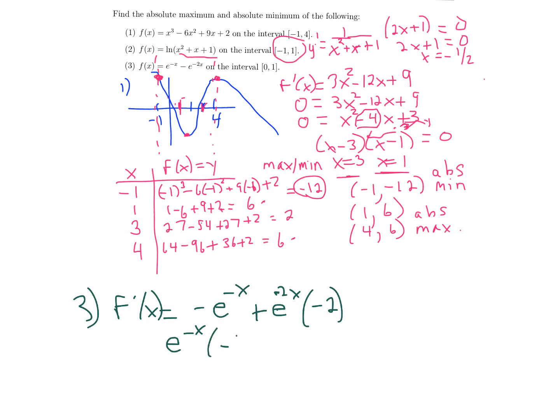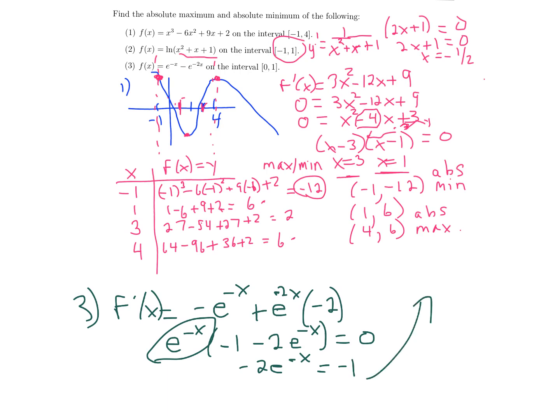And then that's going to give you a negative 1 minus 2e to the negative x. And then you're going to set that equal to 0. E to the negative x can't be equal to 0. So that means that negative 2e to the negative x must be equal to minus 1 in order to make that bracket equal to 0. And that means e to the negative x equals 1 over 2. Okay, so 1 over e to the x equals 1 over 2, which means e to the x equals 2.